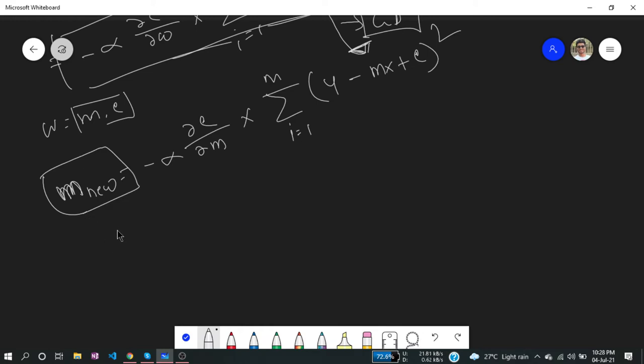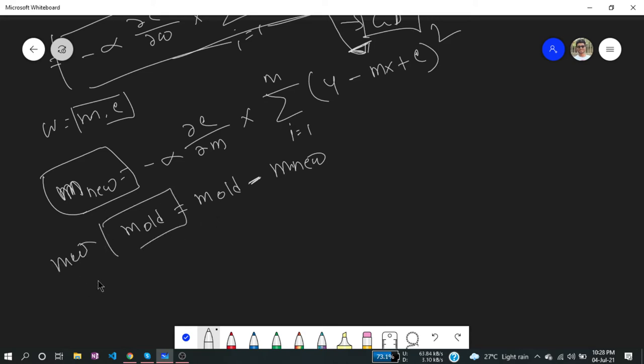Now what is the weight updation rule? The weight updation rule would be, you have your old m as well. Now you have to update your old m. For that, you subtract from your old m using the new m term. Are you getting it? Yes. So this would be your new m.